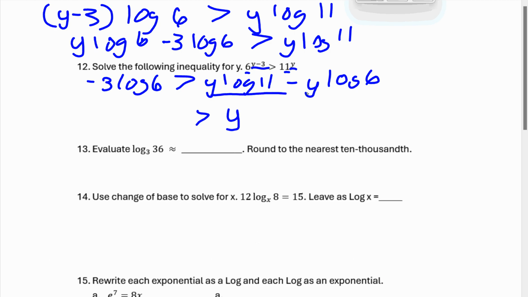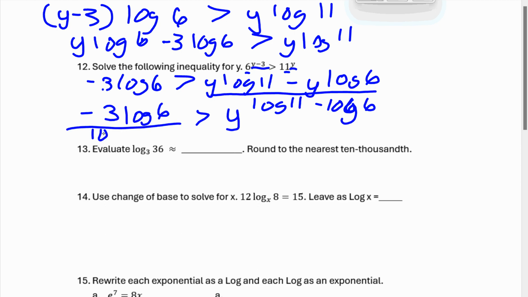So this y is going to be gone, right? And then I'm going to divide by what's not y. Log 11 minus log 6. So then we'll do it on both sides, right? So then at the end we'll get minus 3 log of 6 over log 11 minus log of 6. This one I can use change of base formula, so take the log of the top over the log of the base. Type that in my calculator.